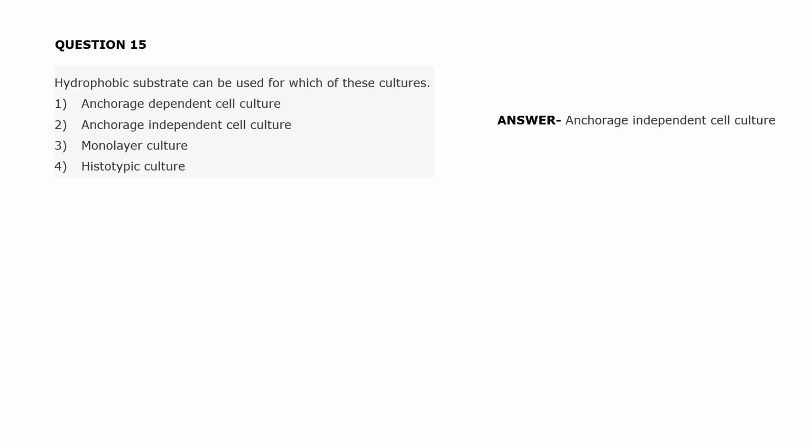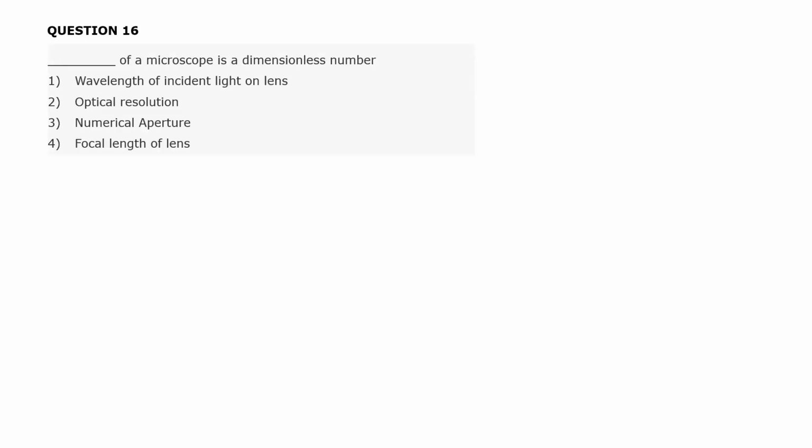Anyone has any doubt? Okay. So I think this is quite clear, because if you know the basics, you will get the answer to this question. So coming to question number 15.